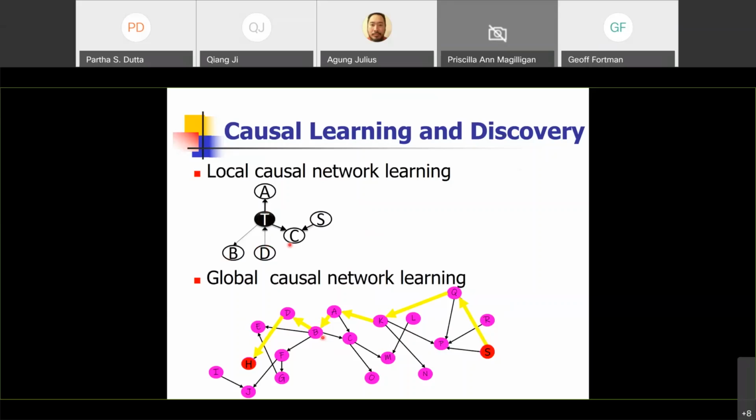We are also interested in learning a global causal network by learning the local causal network for each node, and then putting them together to construct this global causal network. In this way, we will be able to do causal analysis. For example, this is the cause, so we can trace this to identify the cause for this node.